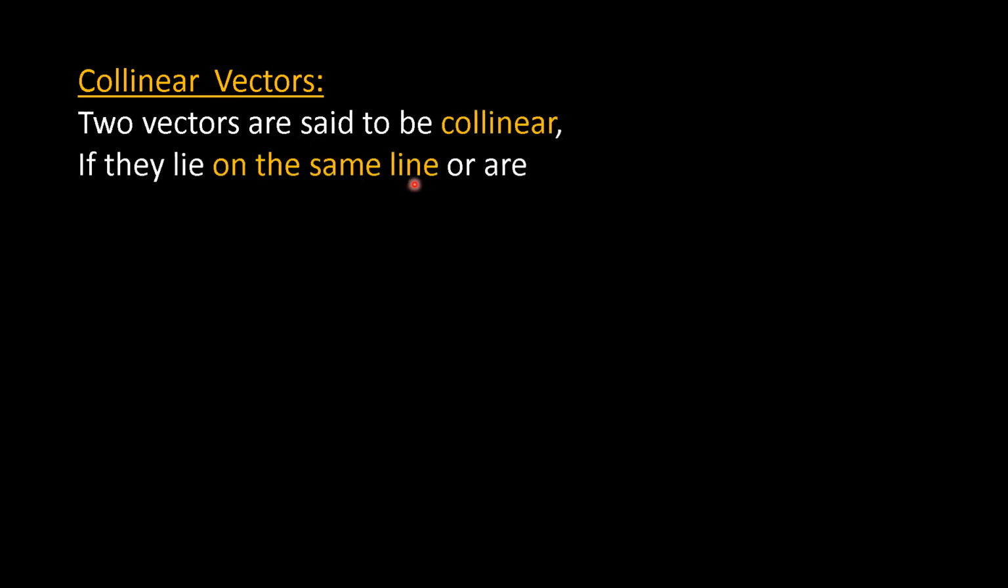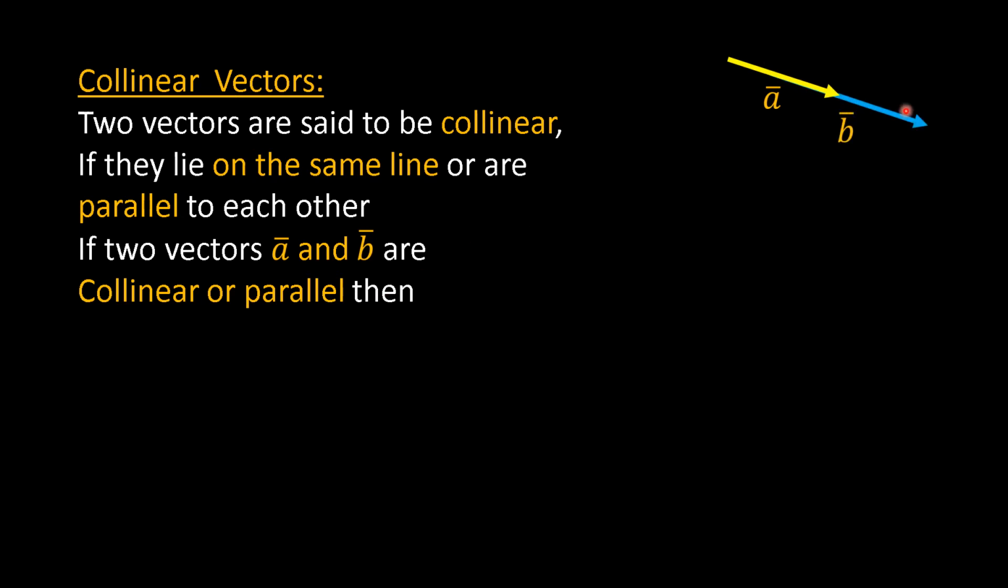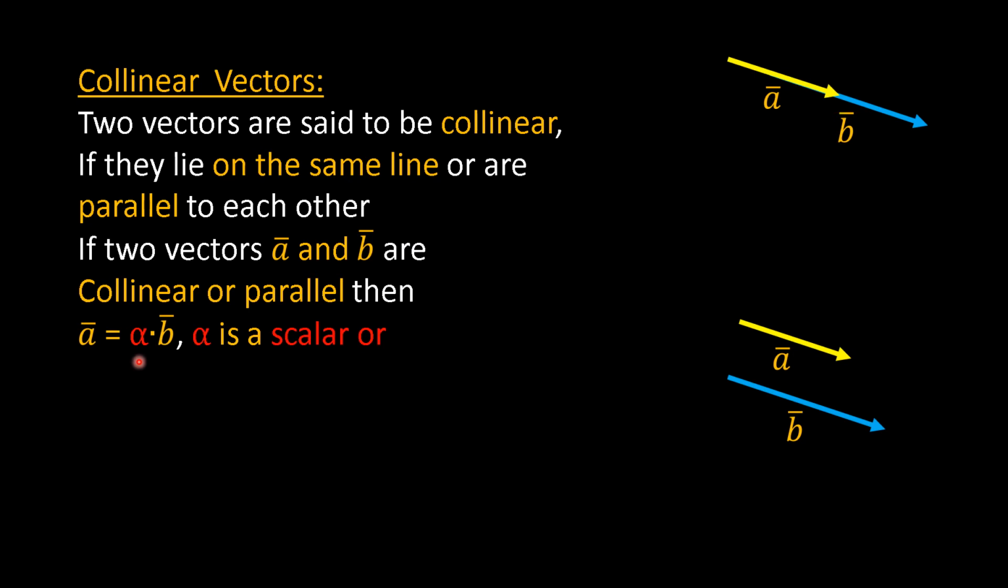Collinear vectors. Two vectors are said to be collinear if they lie on the same line or they are parallel to each other. If two vectors a bar and b bar are collinear or parallel, collinear because they lie on the same line, parallel because they are parallel to each other, then a bar equals alpha b bar, where alpha is a scalar, or b bar equals beta a bar, where beta is a scalar.